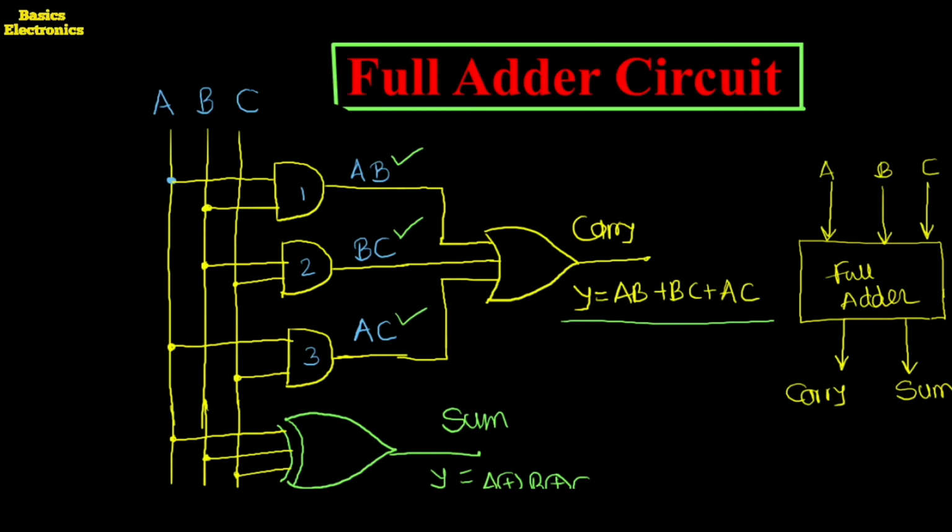So to obtain only one carry, we are using here the OR gate, and the inputs to the OR gate are AB, BC, and the AC, the output from the AND gates. Okay, the OR gate output is the final output, and we are using this XOR gate for the sum output. So all these three inputs A, B, C we apply to the XOR gate, and its output is Y equals A XOR B XOR C. Okay, so here this is a logical diagram.